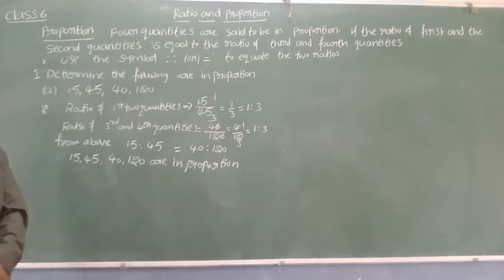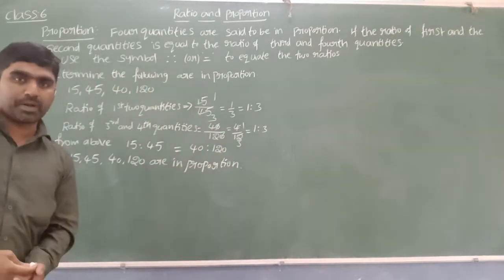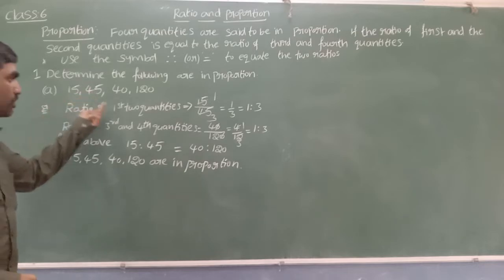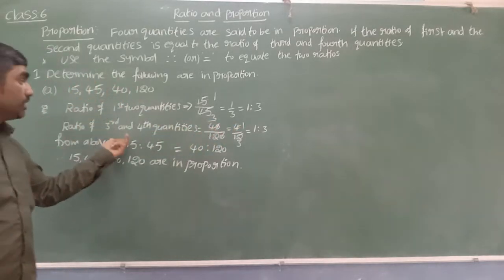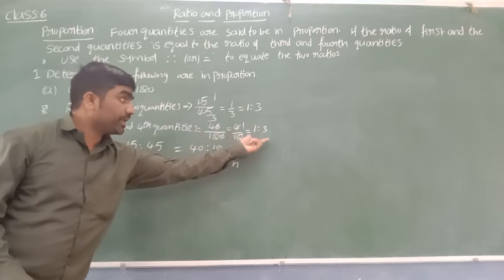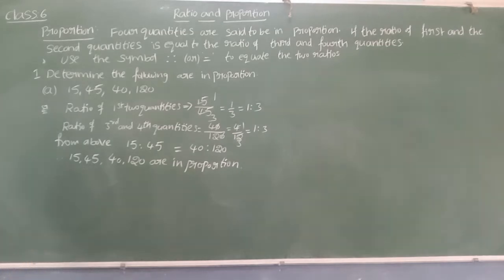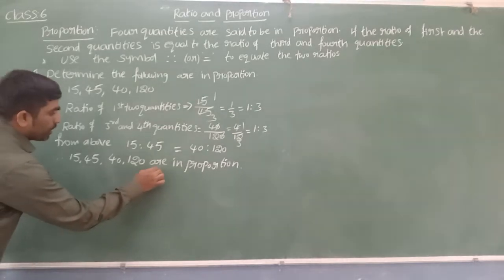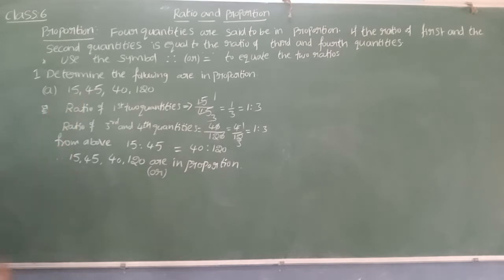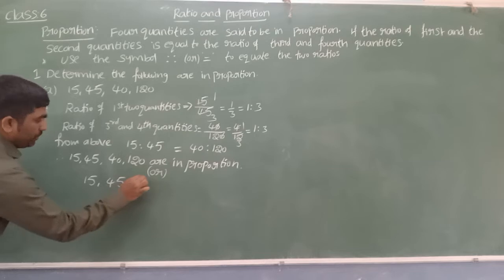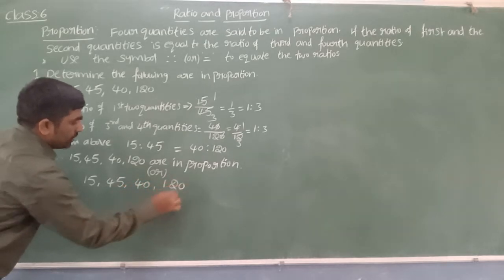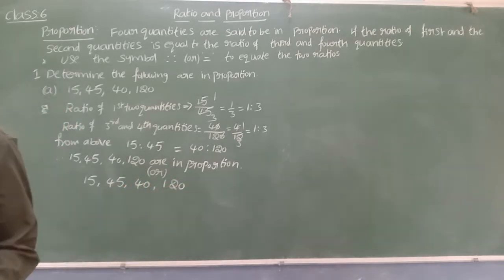So that is the way you can verify whether the given four quantities are in proportion or not. Find the ratio of first two quantities, then find the ratio of third and fourth quantities. If these two ratios are equal, the given four terms are in proportion. If not, not a proportion. Not only this method, we have one more alternate method to verify this. Let us see that alternate method also. The given numbers are 15, 45, 40, 120.